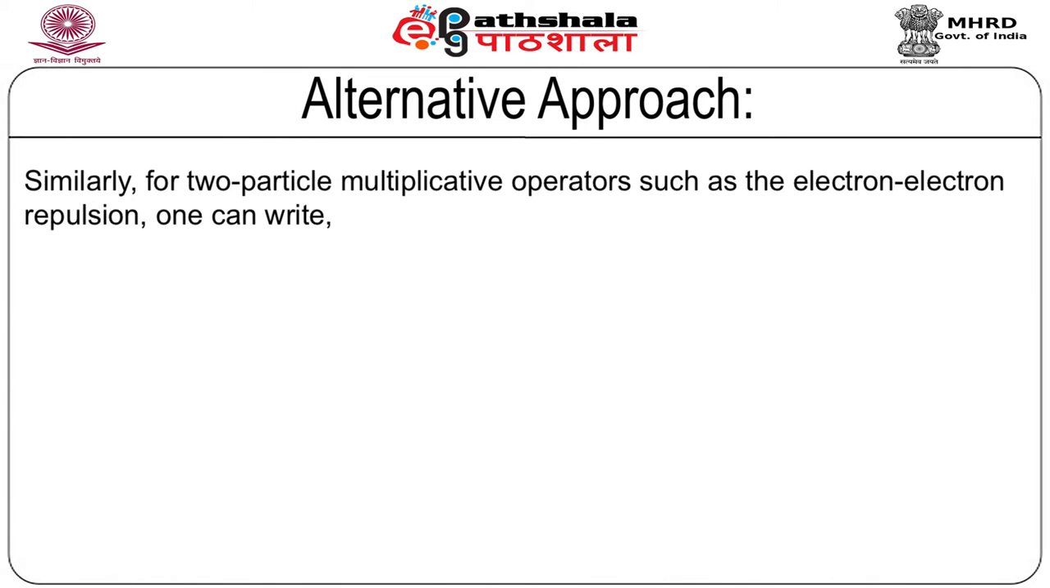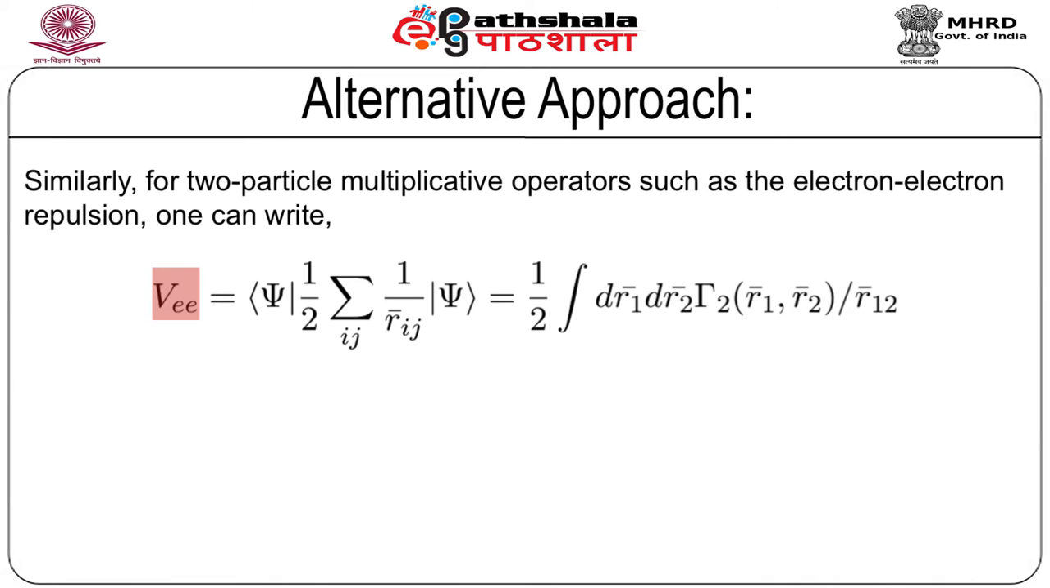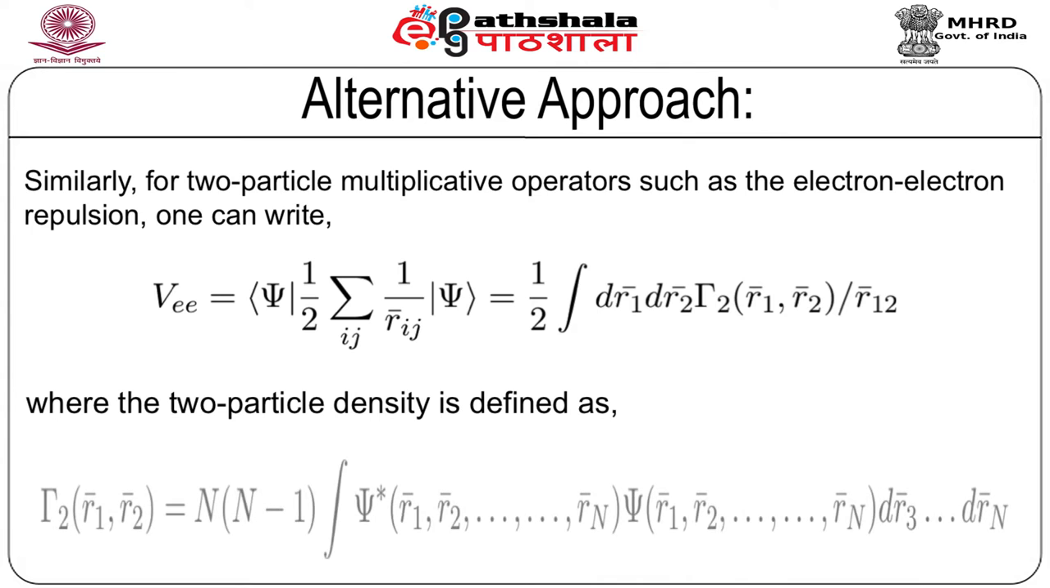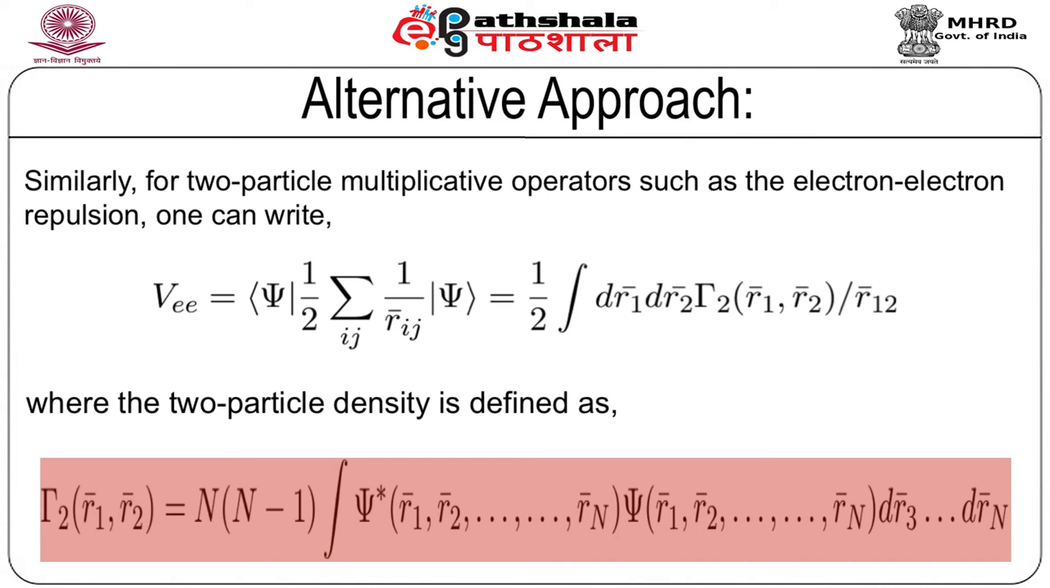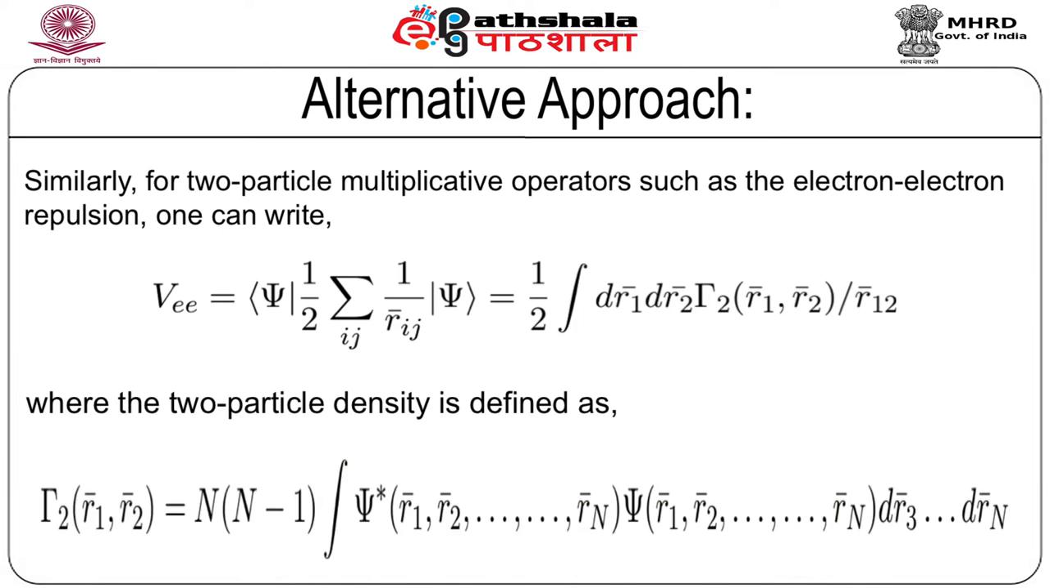Similarly, for two particle multiplicative operators such as the electron-electron repulsion, one can write the potential Vee, which is given by psi times half of summation over ij of 1 over rij times psi, equal to half of integral over dr1 dr2, where we have introduced another kind of density given by capital gamma 2 that depends on coordinates r1 and r2, divided by r12, which is nothing but the modulus of r1 minus r2. The two particle density, capital gamma 2, is defined as capital N, the number of electrons, times N minus 1, integral psi star psi, but now integrated over r3 until rn.